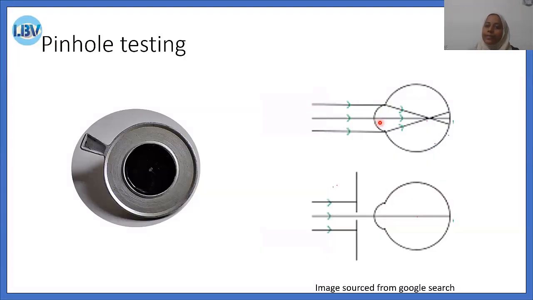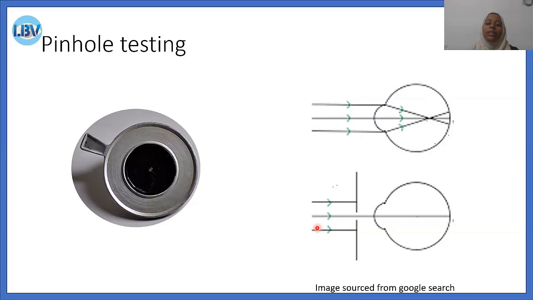where the light rays come from the object and enter the eye. Because there is a refractive error, they will either focus in front of the retina or behind the retina. So the light that falls on the retina is all spread here and there, and that is why it is all blurry. Now, what does the pinhole do?